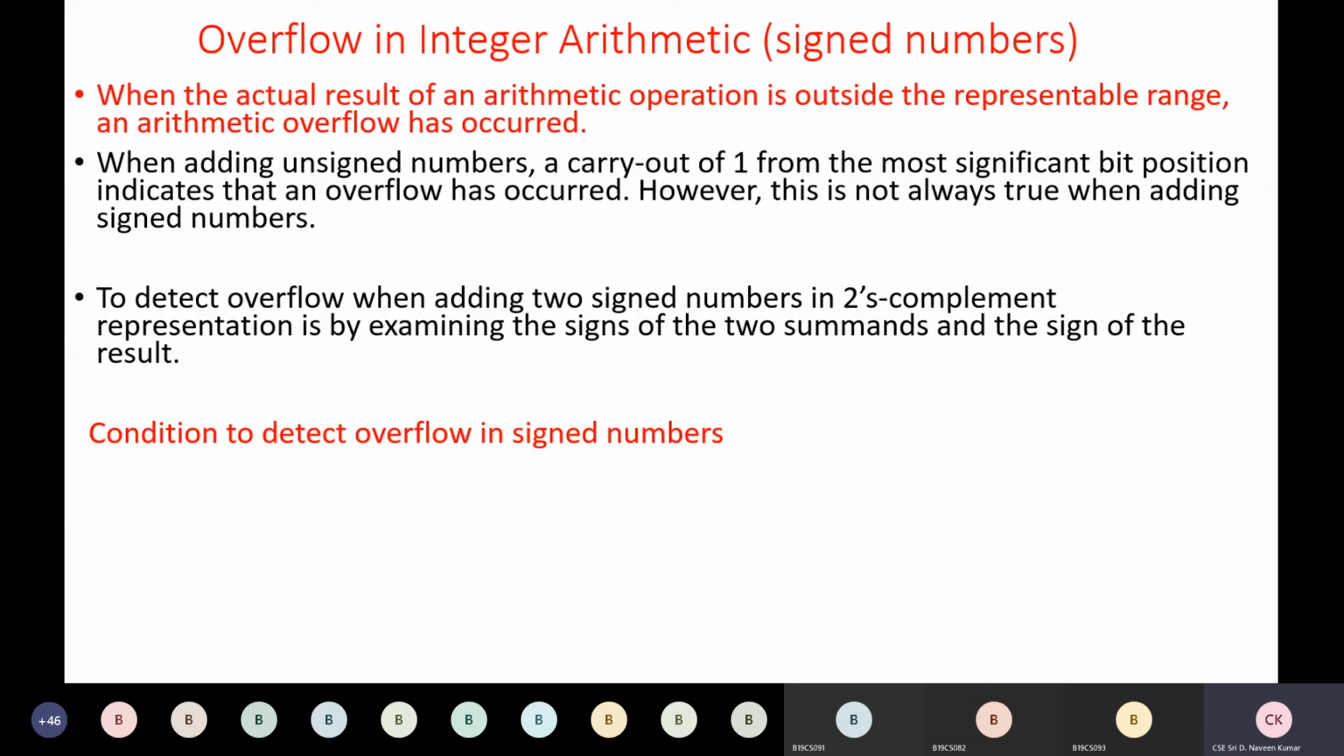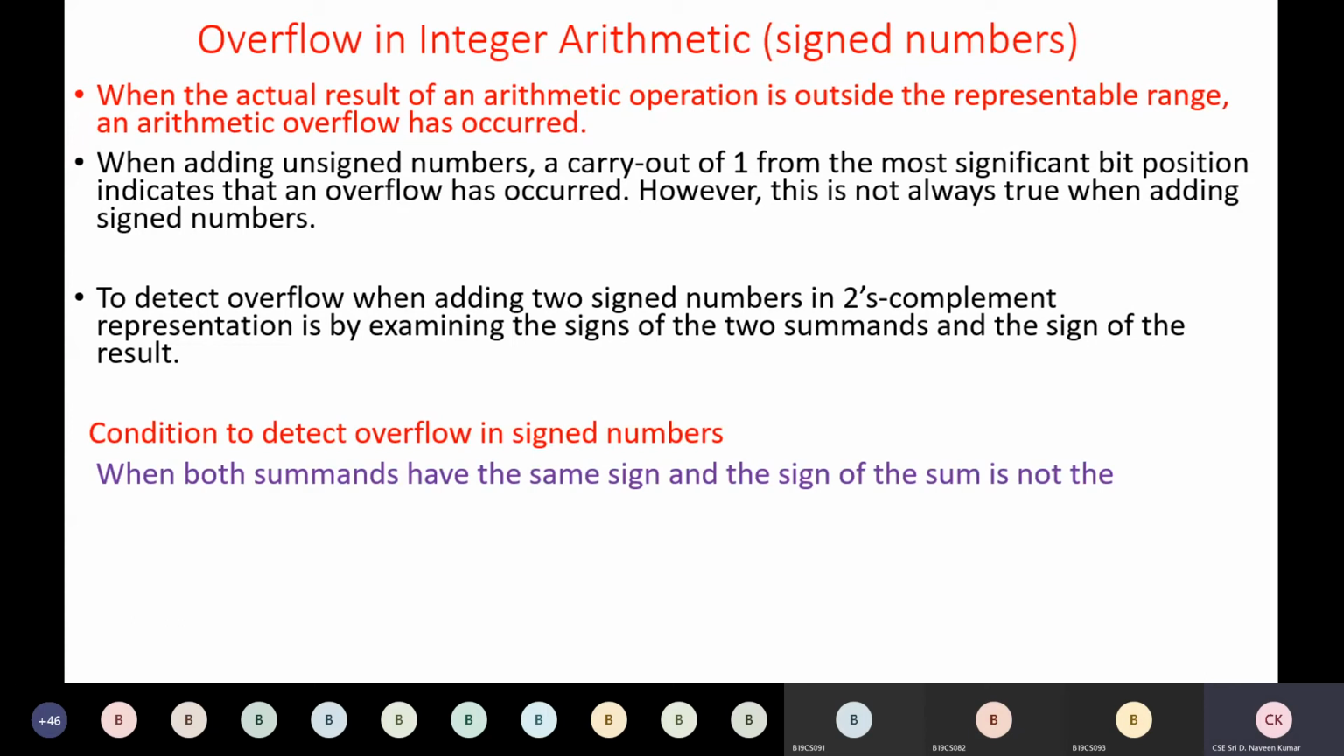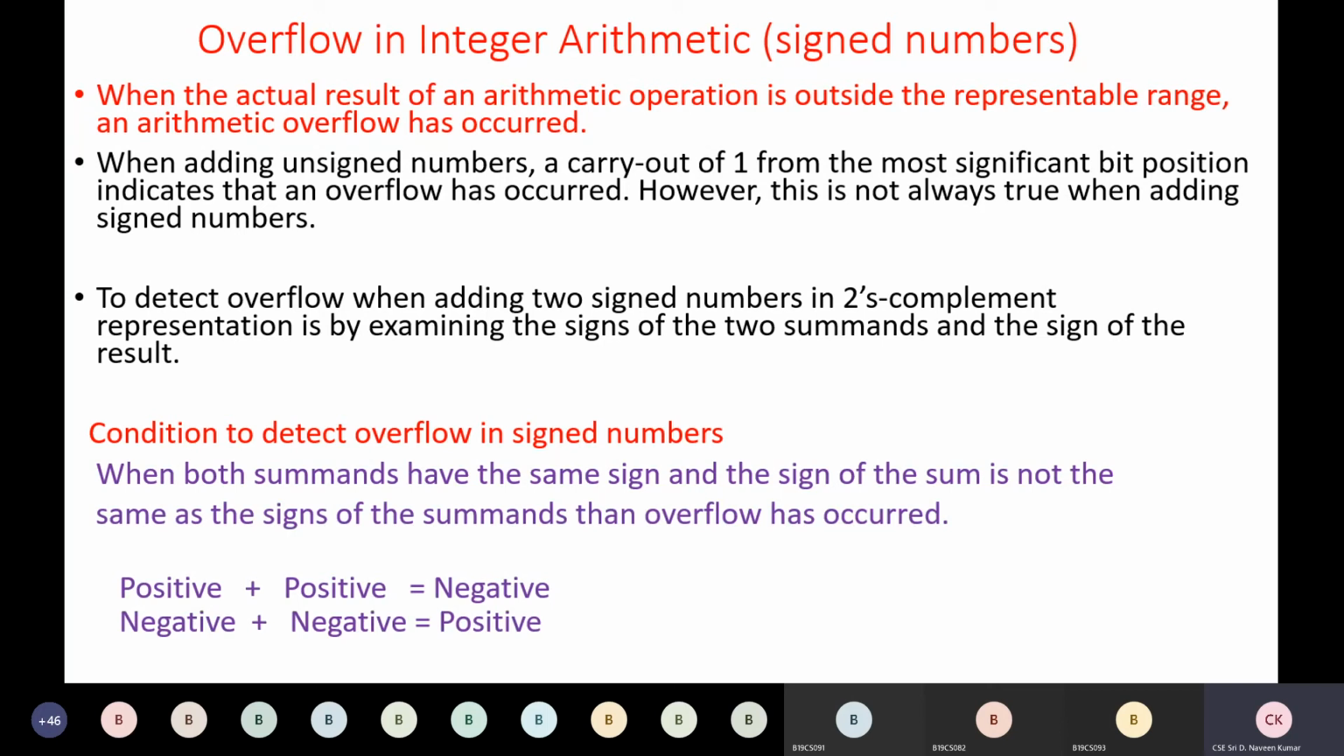And the overflow concept you already know. In unsigned numbers, when we add in the MSB and an extra number pops out, a carry out, we call it overflow. But in signed numbers, just because an extra number comes out when we add the MSB, we cannot call it overflow. There are a few other conditions we need to consider. These are the three conditions to detect the overflow.